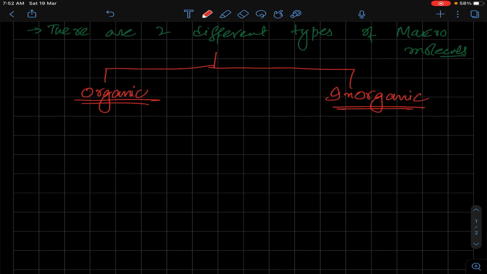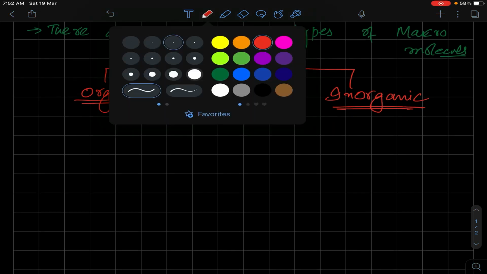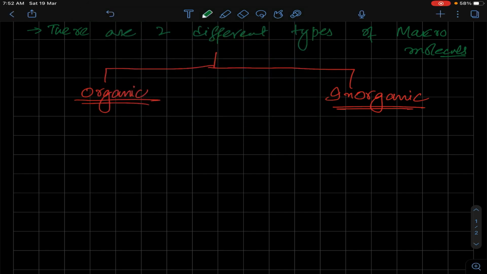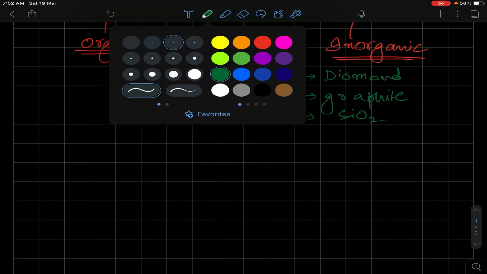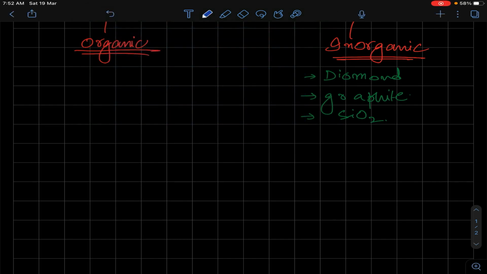The examples of inorganic macromolecules, you have learned them in chemical bonding. The examples of inorganic macromolecules are diamond, graphite, silicon dioxide. These are a few examples you have learned in the inorganic section in chemical bonding, right? And how can we define inorganic macromolecules? Inorganic macromolecules are basically macromolecules which are made up of a large number of atoms.